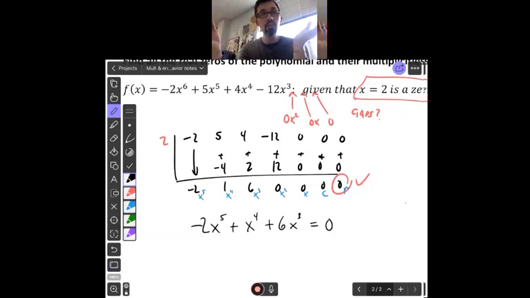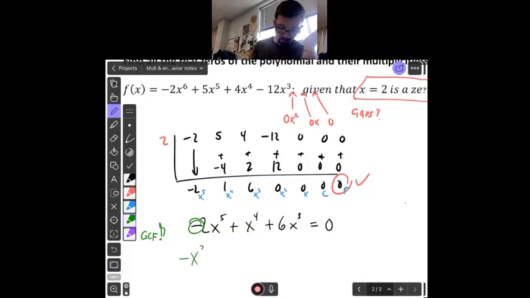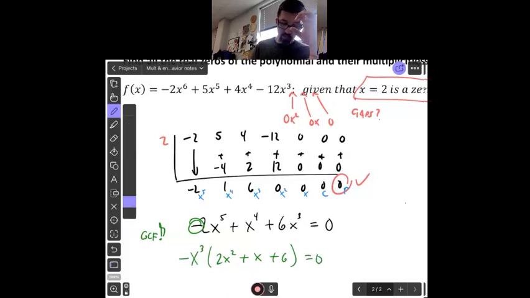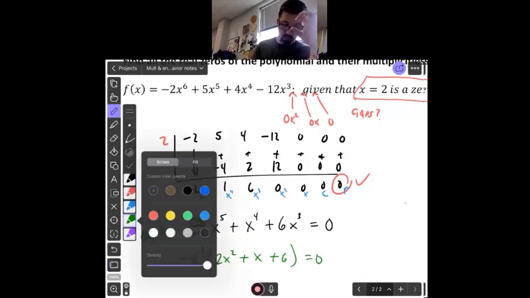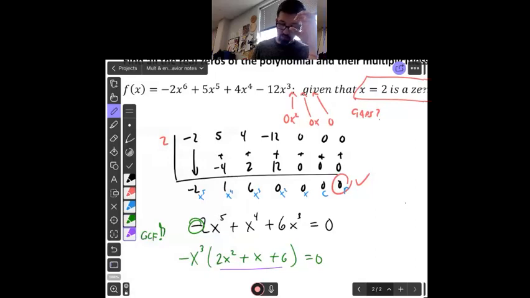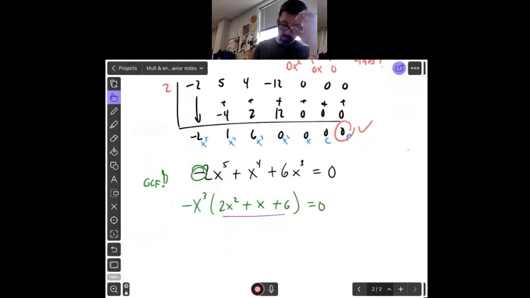Remember, the first type of factoring we're always supposed to do is GCF. And those all have a cube in them. In fact, I'm going to take a negative x cubed out, because remember when the first term is negative, we take out a negative. That's going to leave me with 2x squared plus 1x plus 6. Then you're going to do your AC method here to finish this.